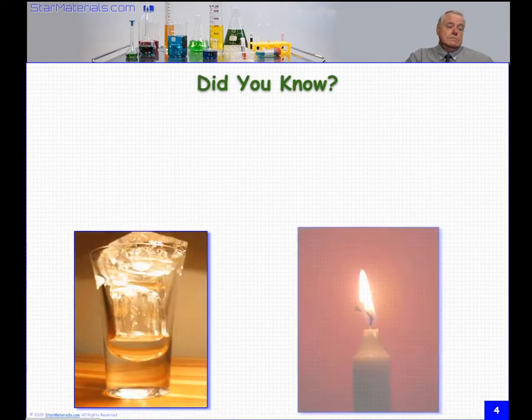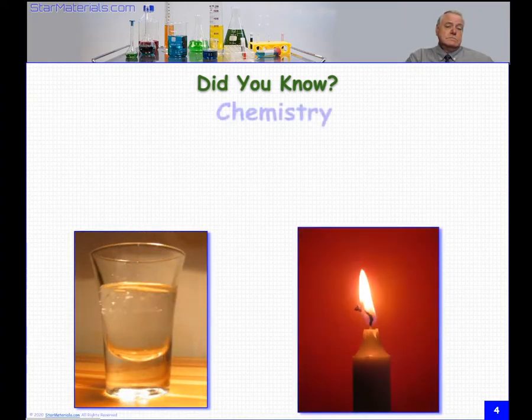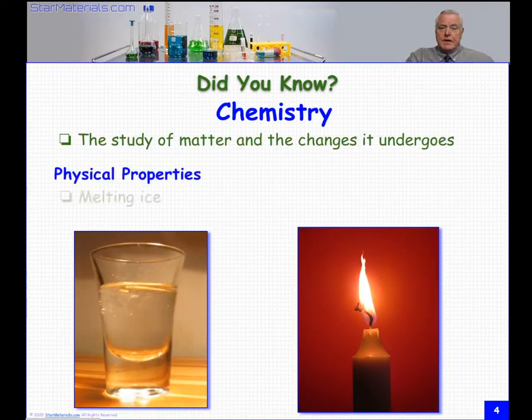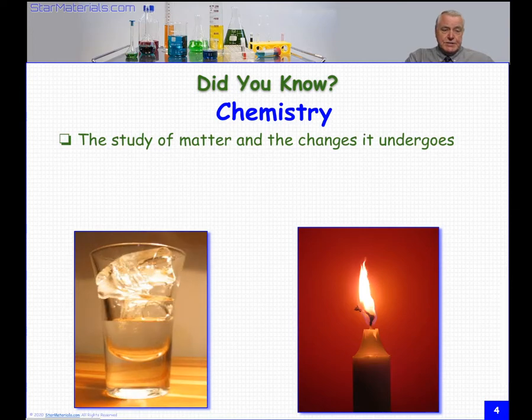Did you know? Chemistry, the study of matter and the changes it undergoes.